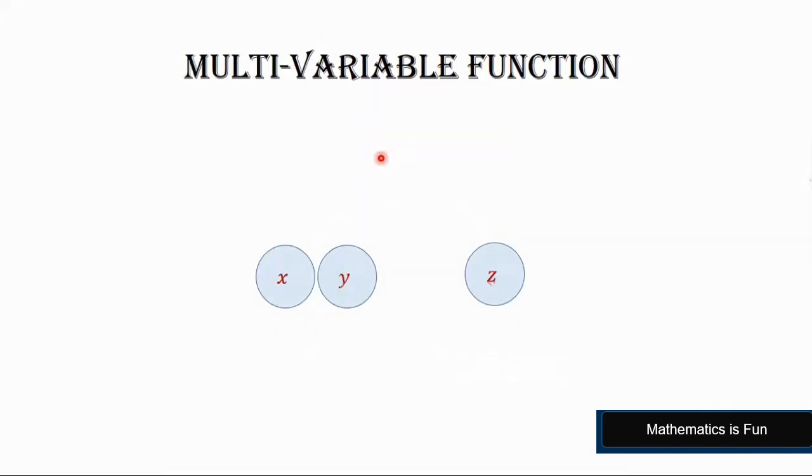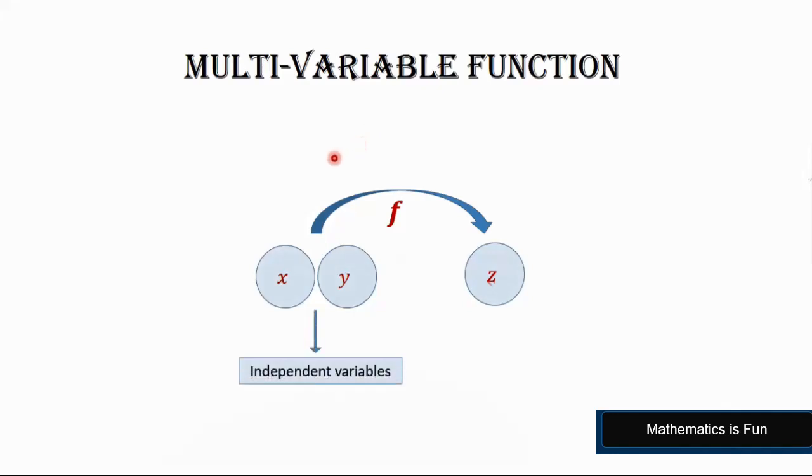Now let's move to the multivariable function. Here you can see the independent variables are x and y, and the dependent variable is z. So here you can see we have more than one independent variable, and we can write it as z is equal to f of x, y.